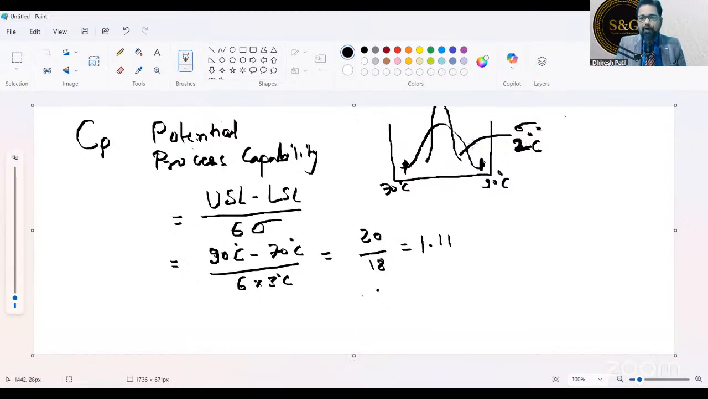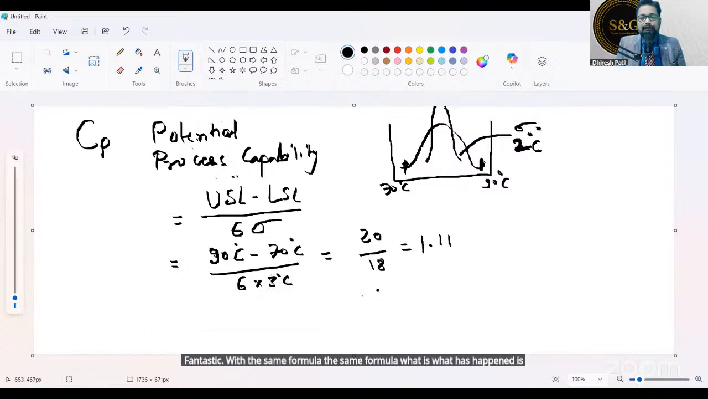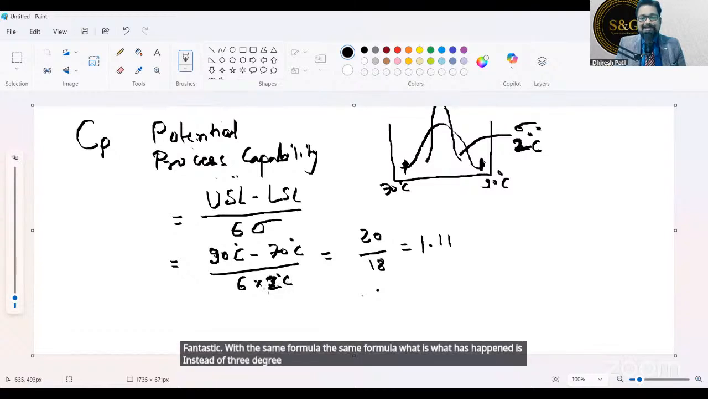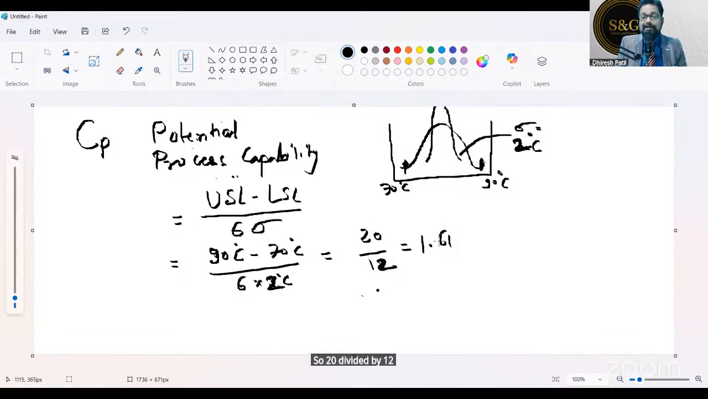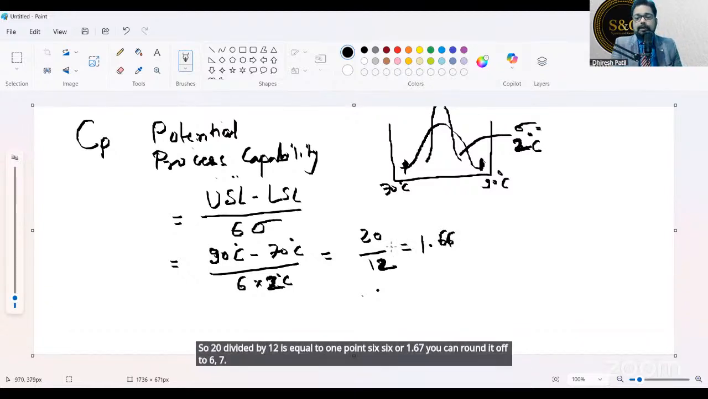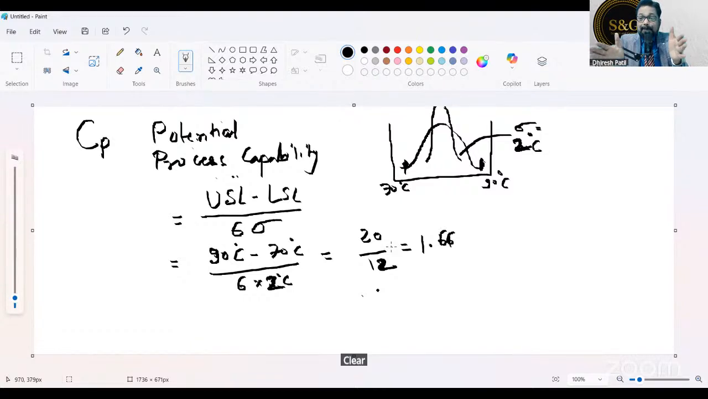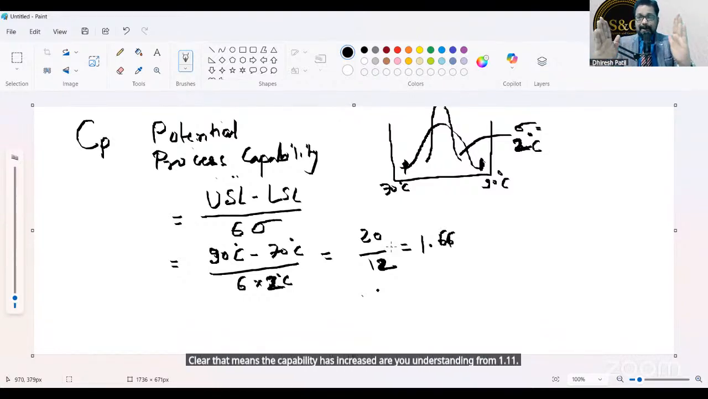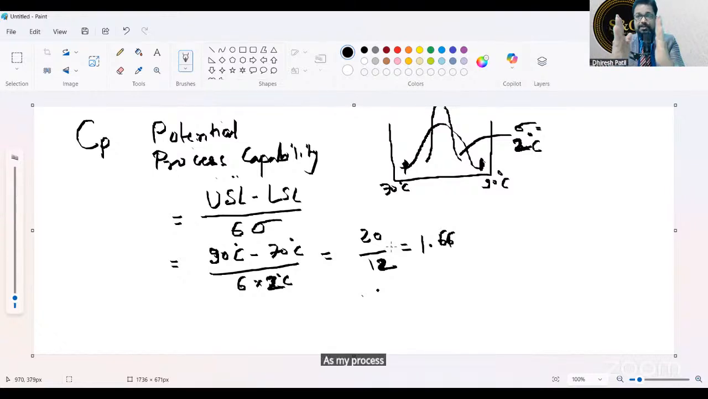Fantastic. With the same formula, what has happened is, instead of 3 degrees, now it will be 2 degrees centigrade. So instead of 18, it will be 12. So 20 divided by 12 is equal to 1.66 or 1.67. You can round it off to 1.67. Clear? That means the capability has increased. Are you understanding? From 1.11, as my process variation is reducing, my capability has improved.